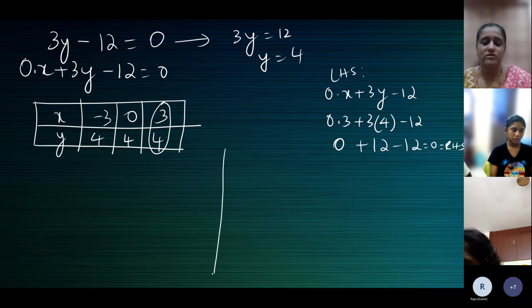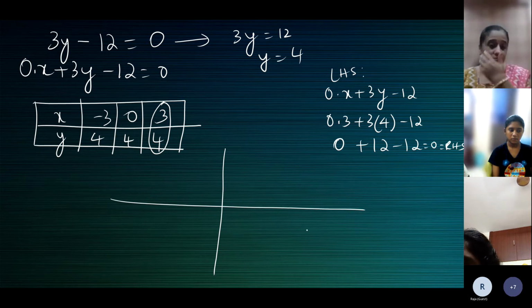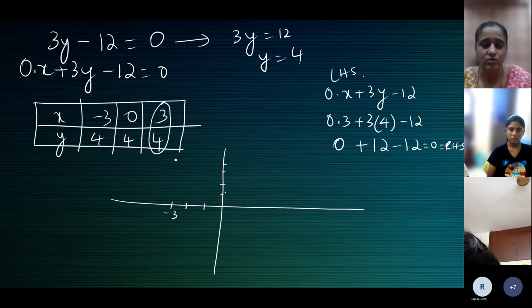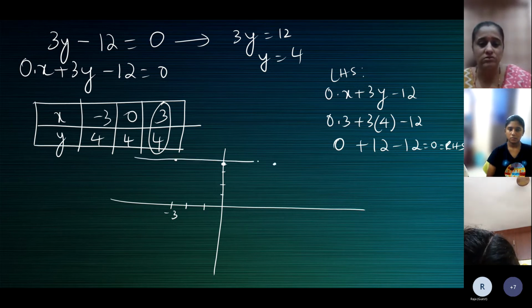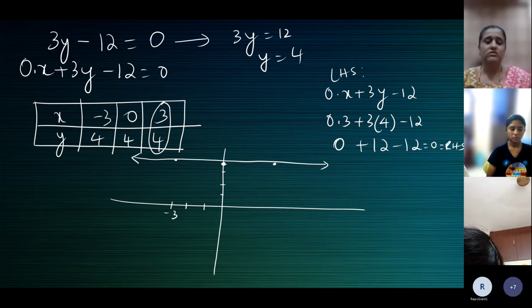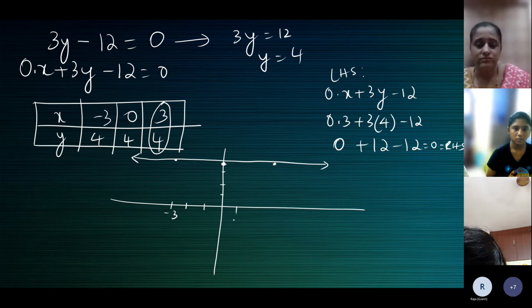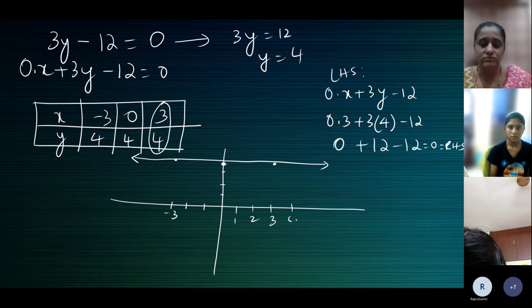Now, how do we make the graph for this? Now plot these points. -3, comma 4: 1, 2, 3, -3, comma 4. 1, 2, 3, 4. Okay, so rough. -3, comma 4 is here. 0, comma 4 will be here. And 3, comma 4 will be like this. So when you join, it's like this. Take this rough graph, children, all of you.